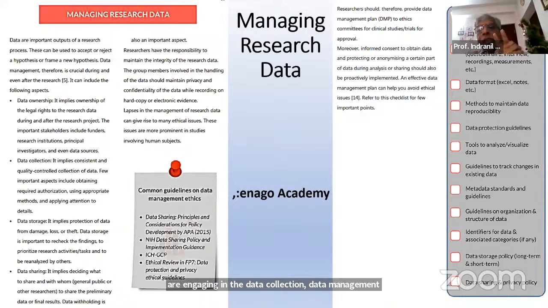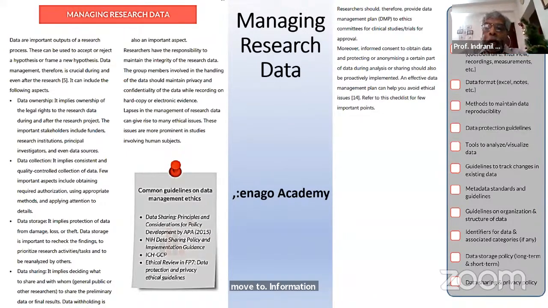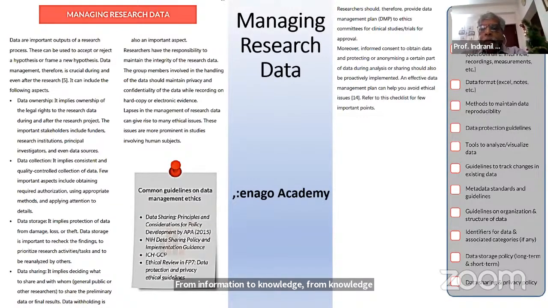Remember, there are very important things in today's world. One is acquisition of data, storage of data, analysis of data, and from data you move to information. From raw data you move to information. From information you move to knowledge. From knowledge you move to insight and actionable. So data acquisition, data storage, data management, data analysis is very important, and then you need to disseminate the knowledge which you gather after careful analysis and management of the data.